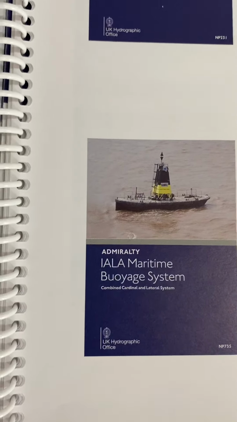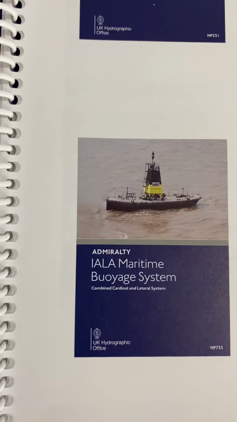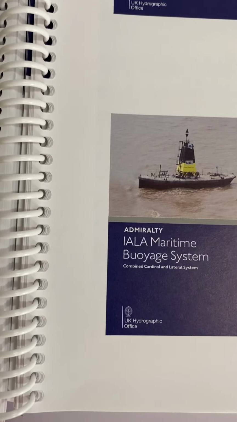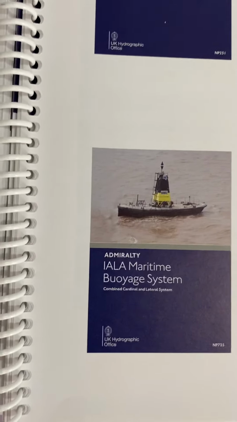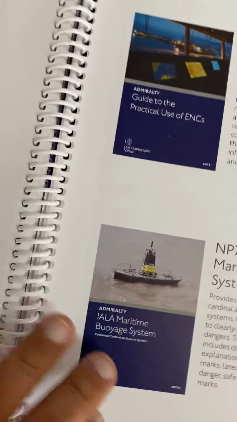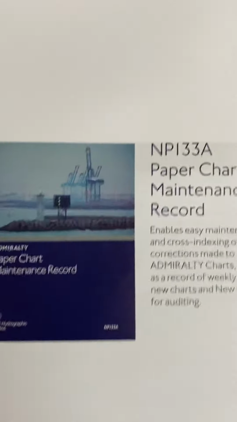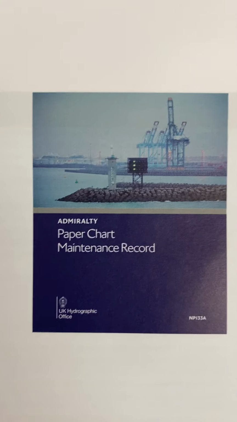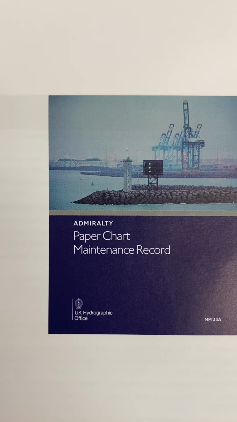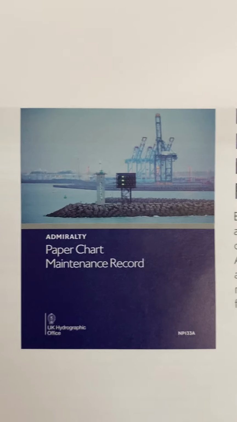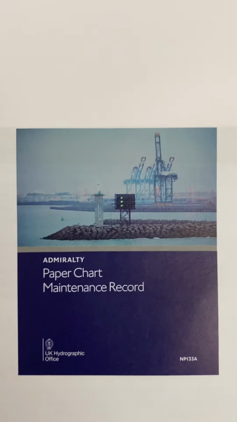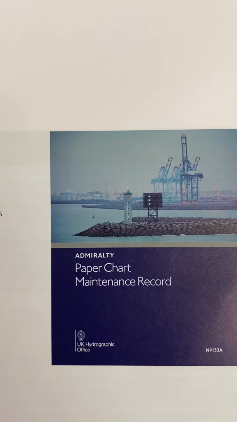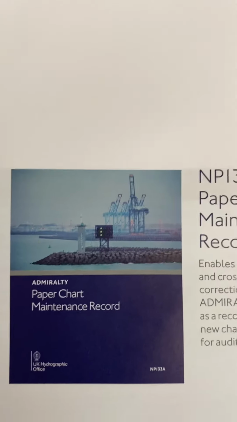The publication also includes diagram and written explanation of the 5 types of marks: lateral, cardinal, isolated danger, safe water, and special mark. And same, we have also the NP133A. This is where we record the maintenance, or this is the paper chart maintenance record publication. So we write everything, the correction we do in the chart from this one.